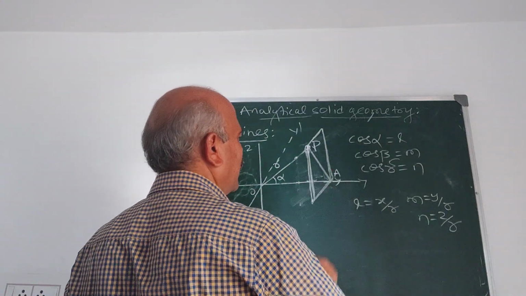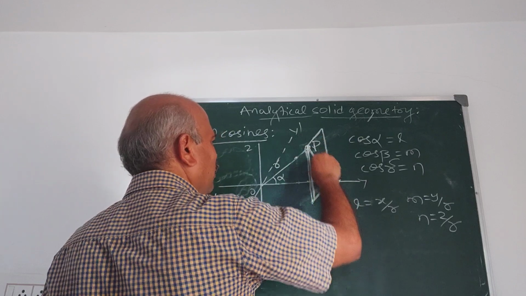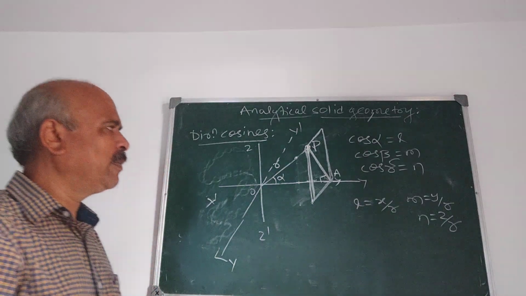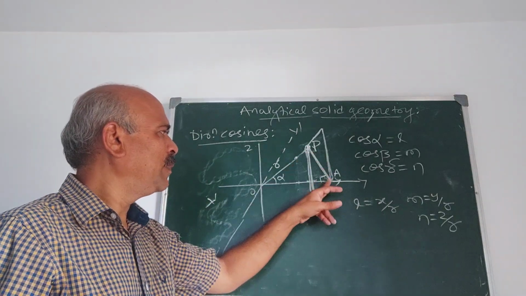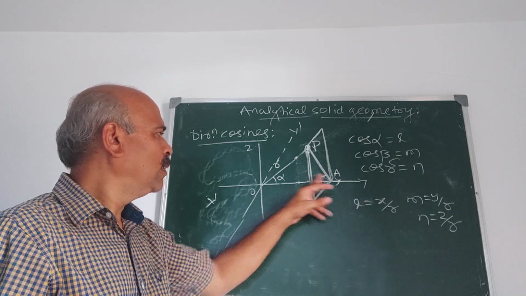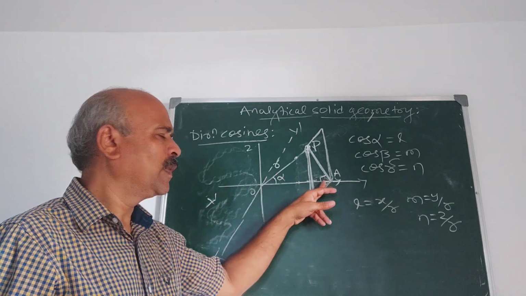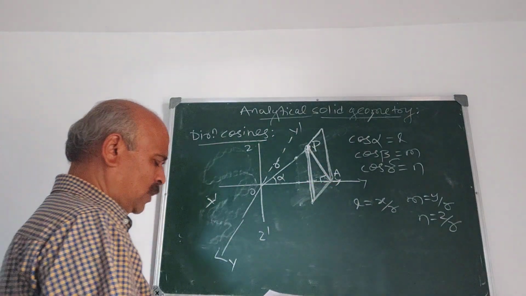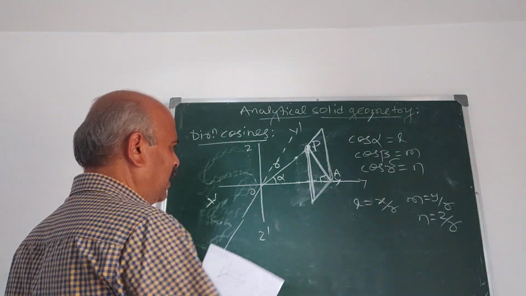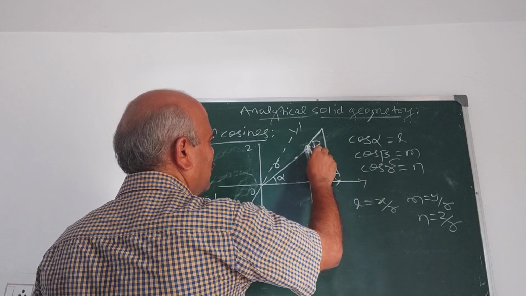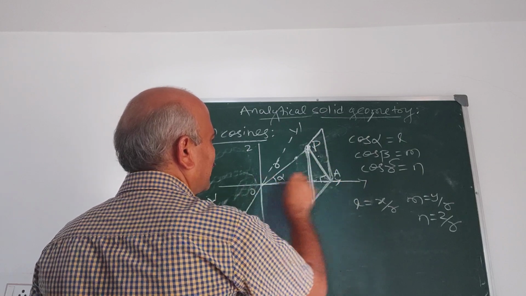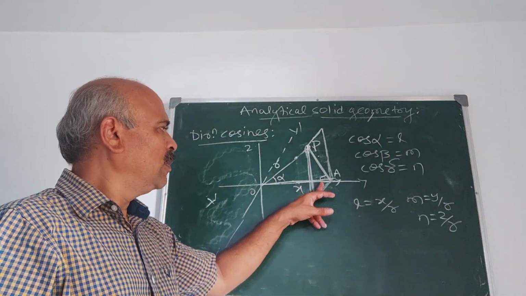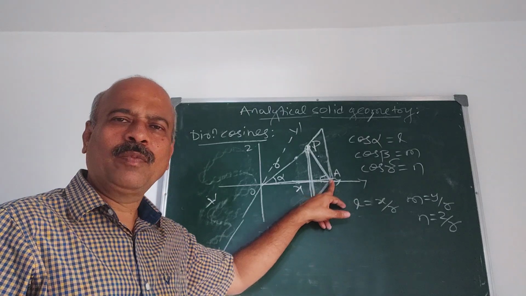Call it A. Therefore, this is perpendicular, because this line is perpendicular to this plane. Therefore, PA is the x coordinate of the point. This is alpha. OA is the x coordinate of the point. What is the x coordinate of the point? OA is the x coordinate of the point.